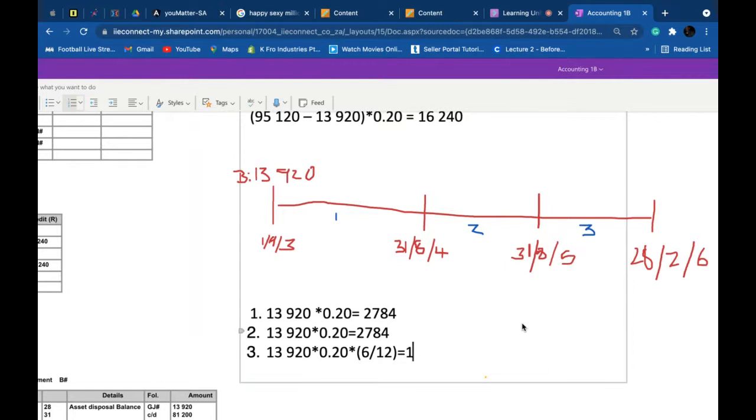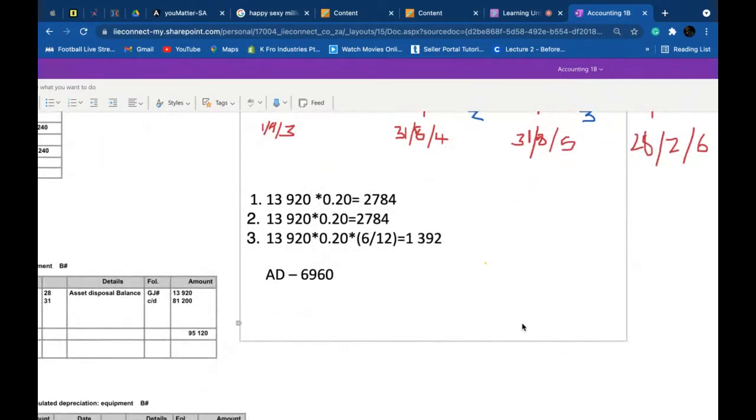So what do we get here for the last depreciation calculation? 1,392. Now, what's the total depreciation? 6,960. Thank you very much, sir. So I'm just going to say AD for accumulated depreciation. Now, since we're here, we might as well also calculate whether we made a profit or a loss on the sale of this asset. So to do that, we know it's selling price minus your carrying value to get whether we made a profit or a loss. So we sold this thing for how much?